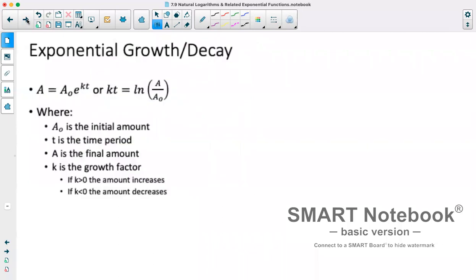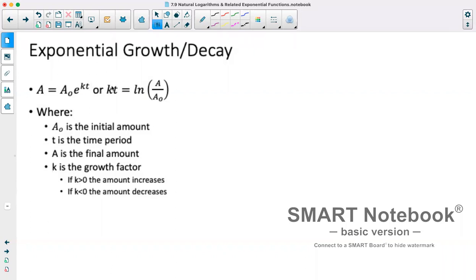Okay, so next we have the exponential growth or decay formula using natural numbers and natural logarithms. So we have A, which is our final amount, is equal to A naught, which is our initial amount, times Euler's number to the power of kt, where k is our growth factor. If our k is larger than 0, our population is increasing. If it's less than 0, it's decreasing. And then t is our time period.